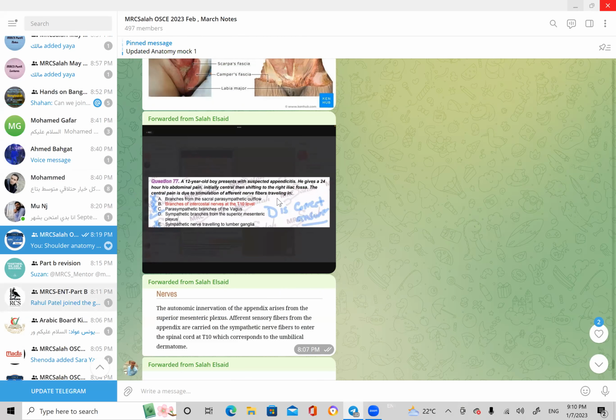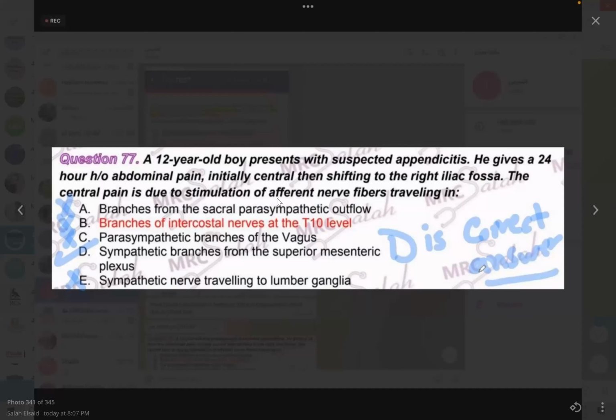You remember this question? From Part A January 2021. You remember this question? A 12-year-old boy presents with suspected appendicitis. He is asked about the pain, initially central pain shifting to the right iliac fossa. Asked about why central pain. I remember we answered for all of you: branches of intercostal nerves at the level of T10. Do you agree with this answer?